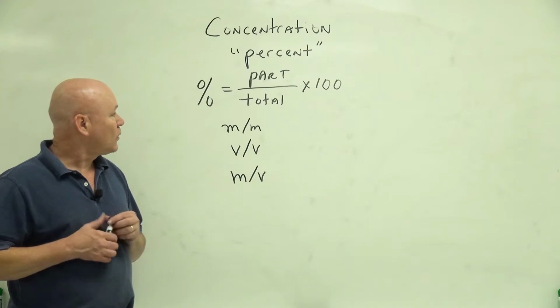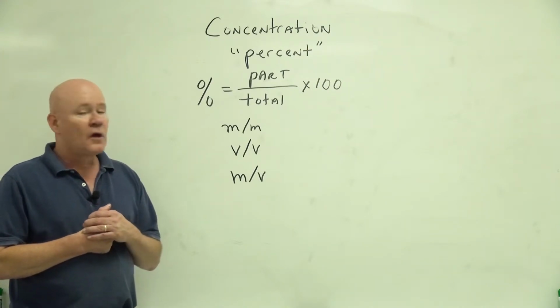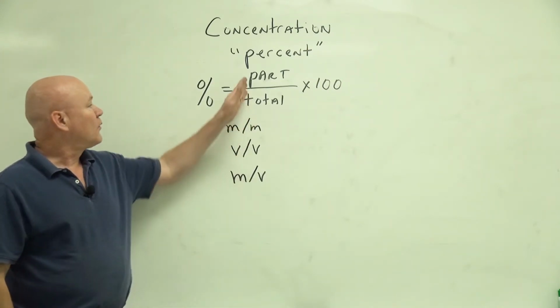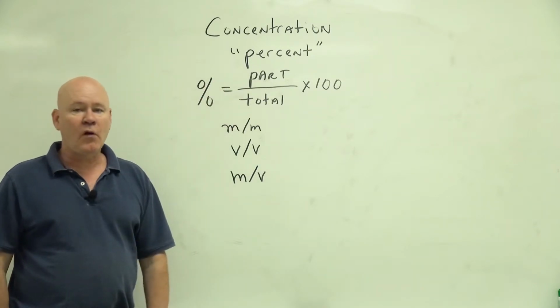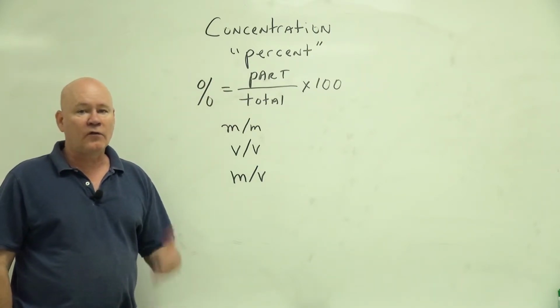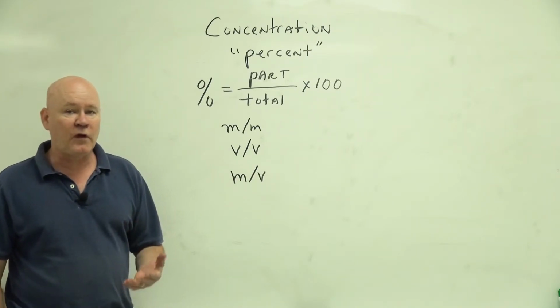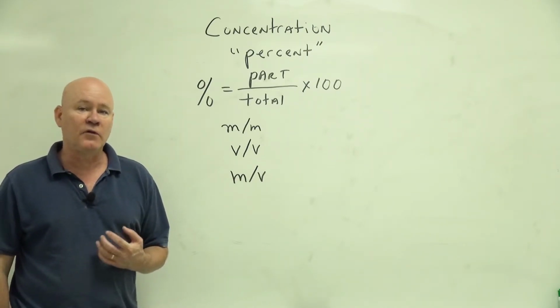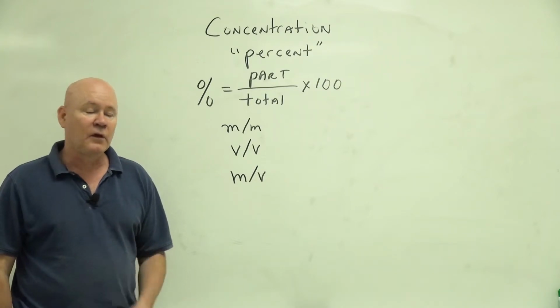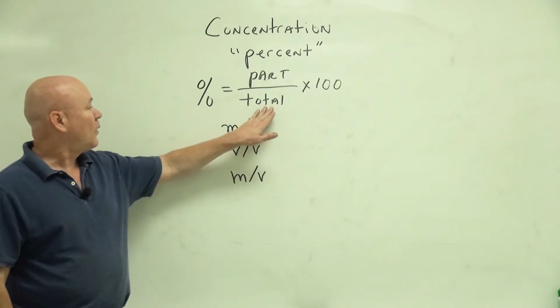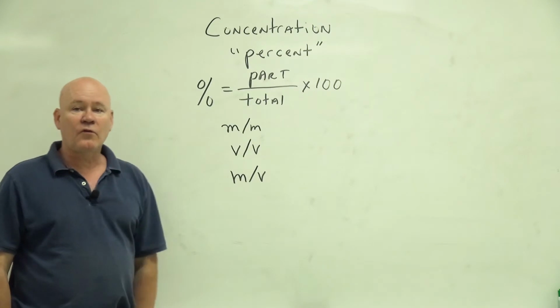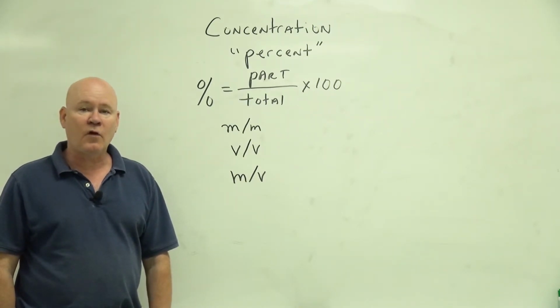Now, when we work problems in concentration, the easy part is going to be finding the part. The part is always where it says something like percent sodium chloride or percent sugar. There's going to be percent attached to whatever it is that you're looking for. That's the part. What's going to trip people up a lot of times is trying to decide what the total is.